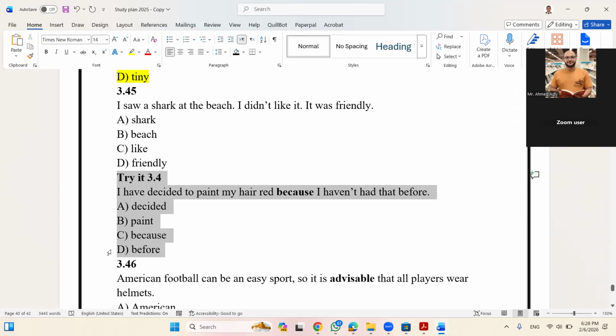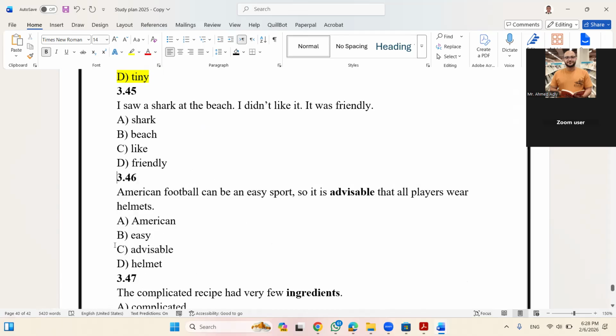I saw a shark at the beach. I didn't like it. It was friendly. Friendly is wrong. It was unfriendly, cruel, dangerous. Dangerous. Perfect. Good job.